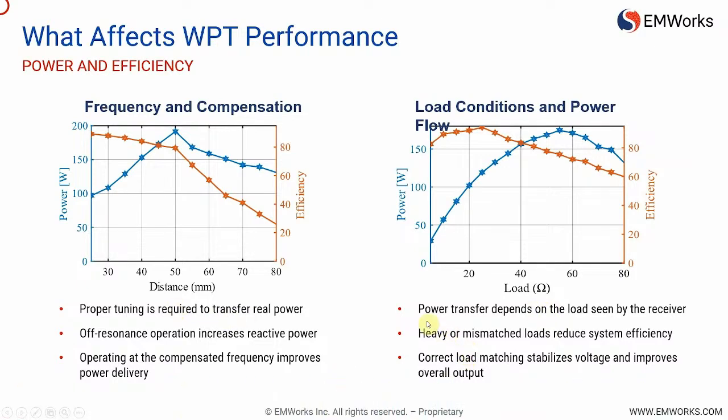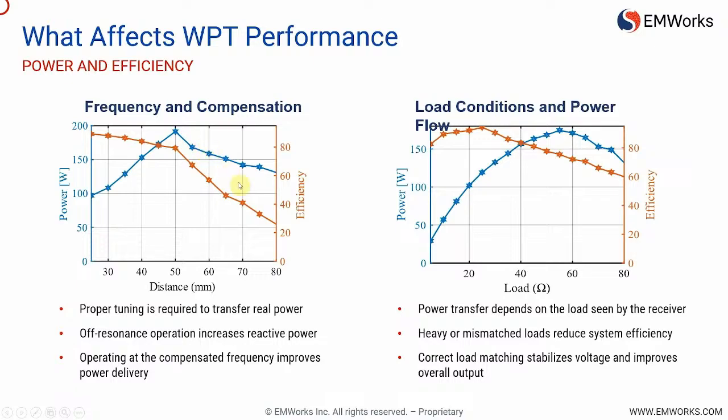When the load matches the system's optimal condition, the power transfer and efficiency are maximized. If the load deviates from this optimal point, the system becomes mismatched and both power and efficiency drop. As shown in the load plot on this slide, you can see the peak near the optimum point. And about the effect of distance, increasing distance between the transmitter and receiver reduces the magnetic coupling.